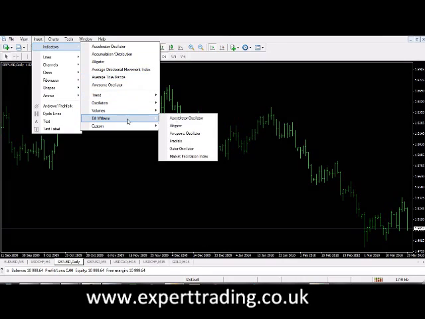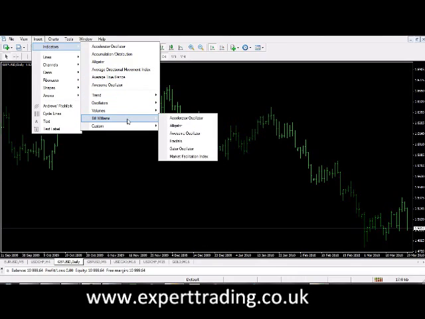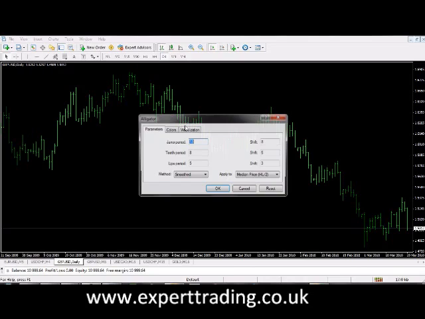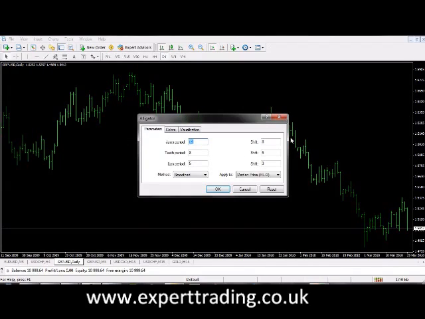On MetaTrader 4, you go to Insert, Indicators, and then Bill Williams. And it's all here for you, very nice and neat. So the first thing we're going to do is click on the Alligator indicator. Here you've got all the options and the visuals. But default is fine. You don't need to change anything.